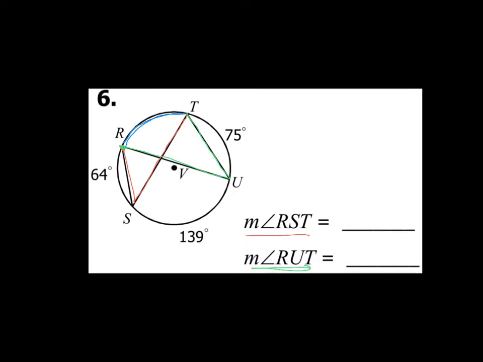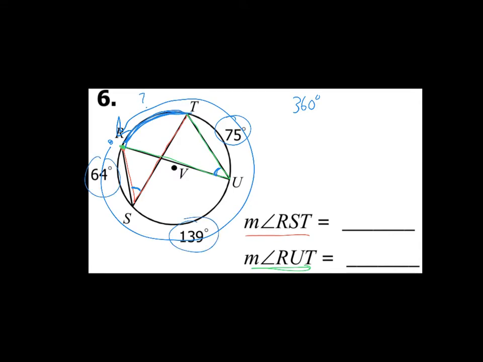So what do I know? I know that these angles are congruent because they intercept the same arc. If only I knew what this arc was in terms of degrees. But I do know that from R all the way around the circle is 360 degrees. And I know that this part's 75, this part's 139, this part's 64. So if I just keep subtracting those from 360, I'll get the measure of arc RT. So let's figure that out numerically.